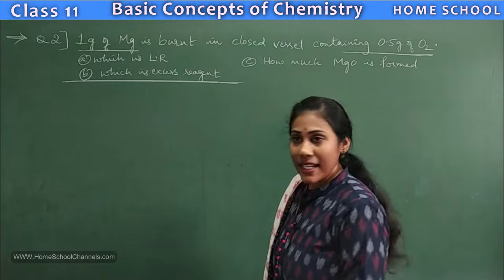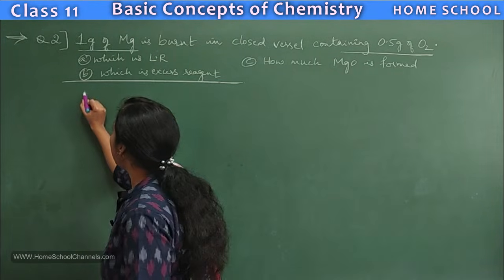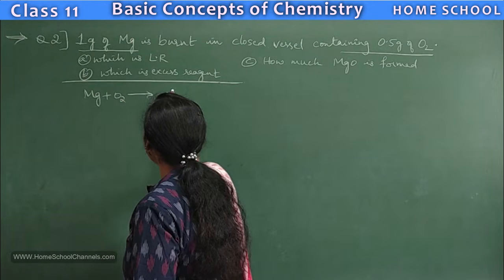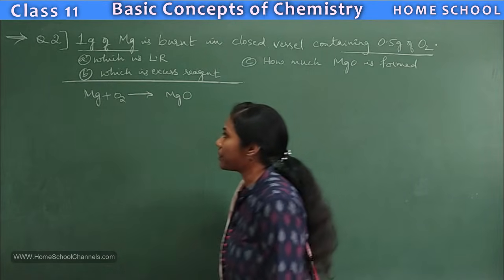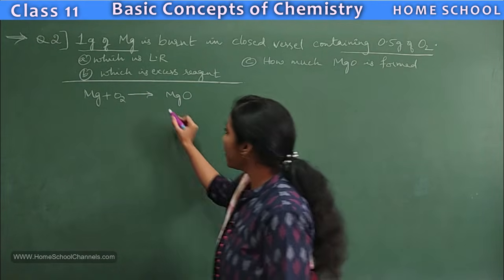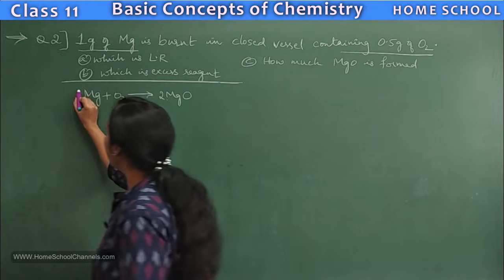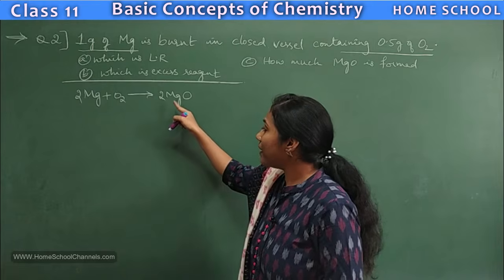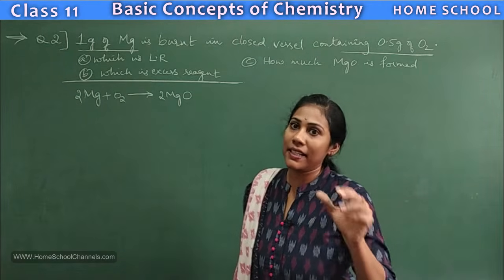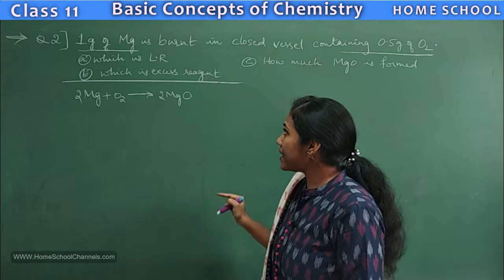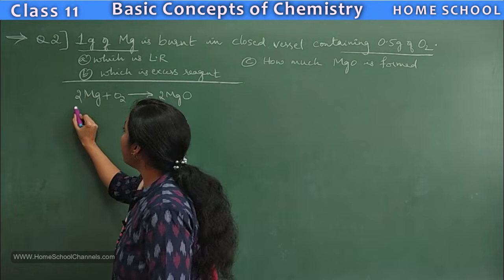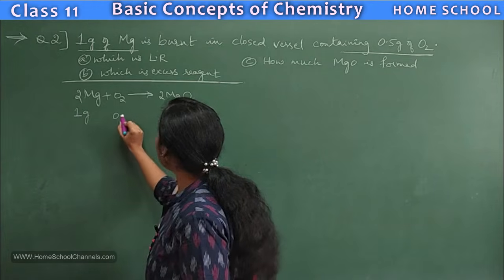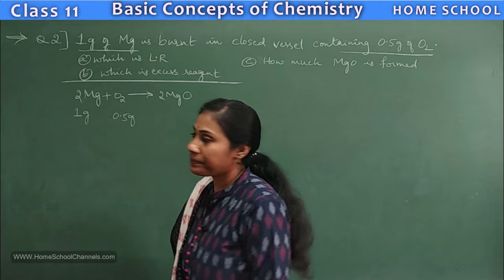First let us try to write the chemical equation. Mg is reacting with O2 to give MgO. This is the chemical equation. Now balance the equation. We put 2 here and 2 here. So 2 Mg plus O2 reacting to give 2 MgO is the balanced chemical equation. Let us write what information is given. They said 1 gram of Mg is reacting with 0.5 grams of oxygen.